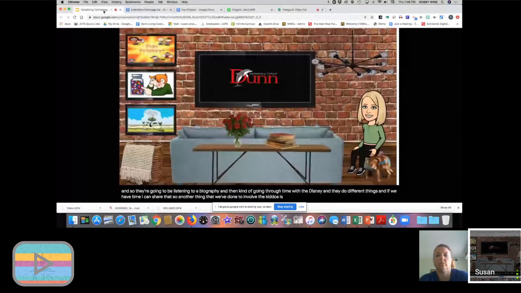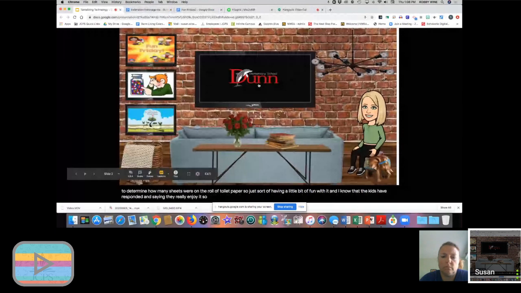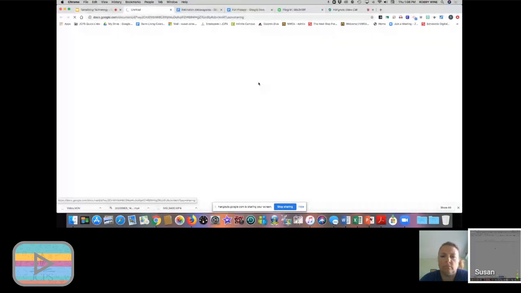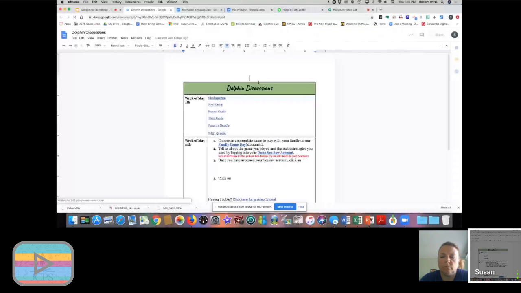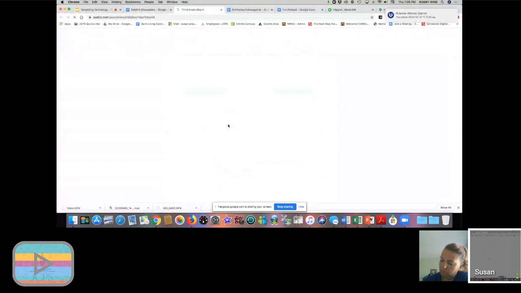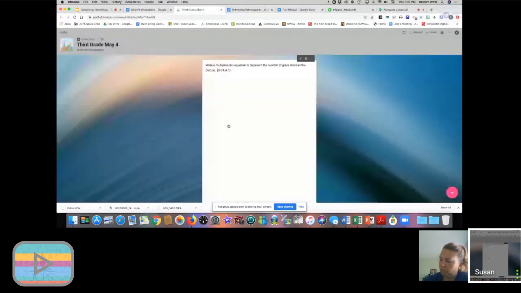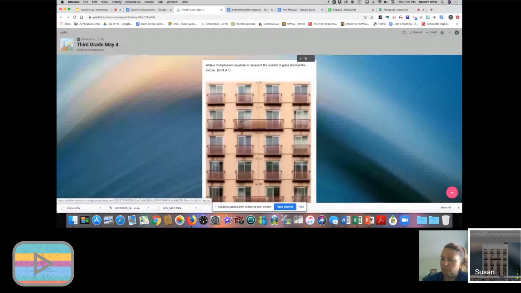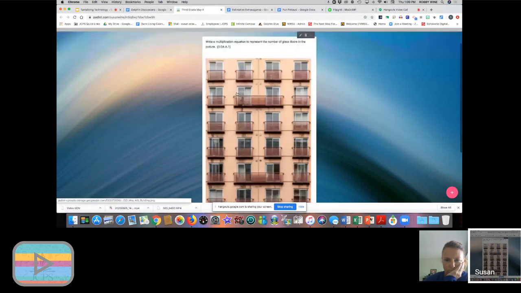So the next thing that we have done is called Dolphin Discussions. And teachers have been posting this into their Google Classrooms. The first week, it was more grade oriented. So I did one for each grade level. So the whole grade can access this particular Padlet. And in this one, they had to write a multiplication equation to represent the number of glass doors in the picture. So each of the pictures are the same. However, the standard is appropriate for the grade level. So it's connected to the standard.